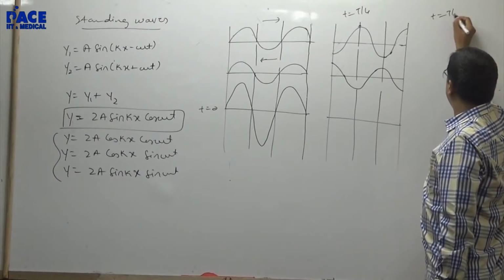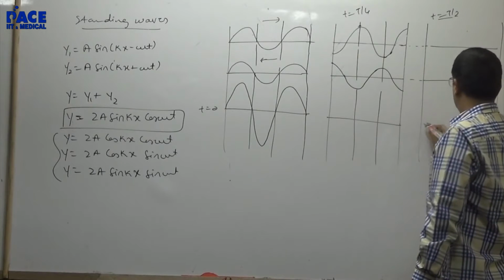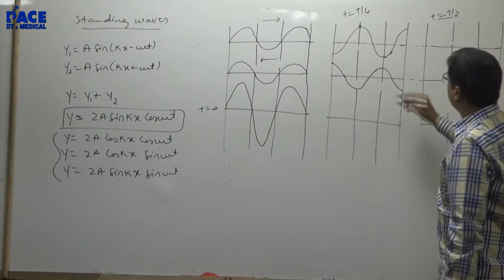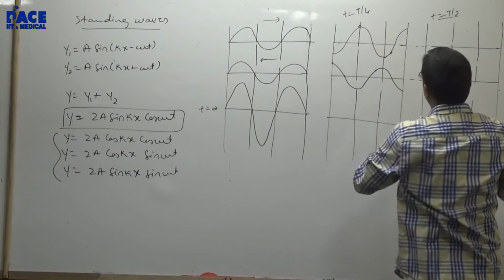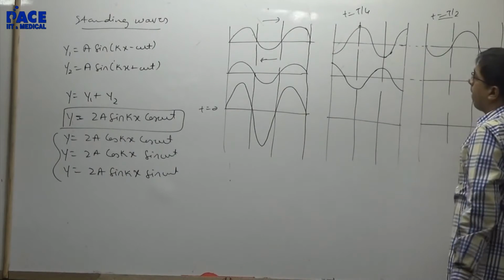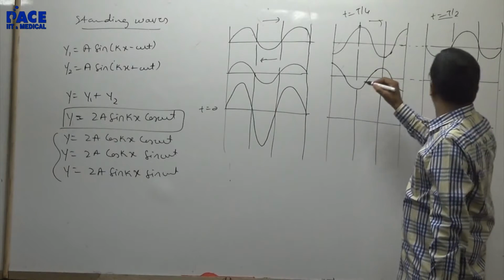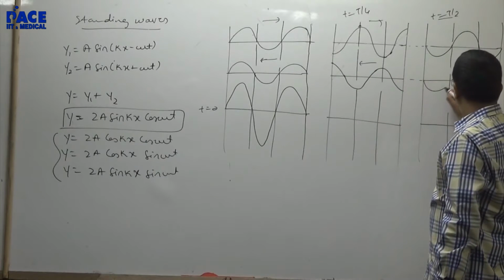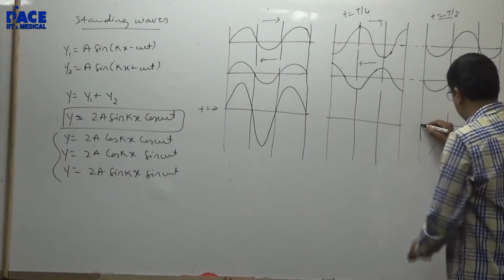Now at time t equal to T by 2, have a look at it. This will come till here. Hope I am right? Isn't it? Now, this is going ahead. This wave is traveling to the right. This wave is traveling to the left. Now this point will come here. Now I will have a standing wave like this.